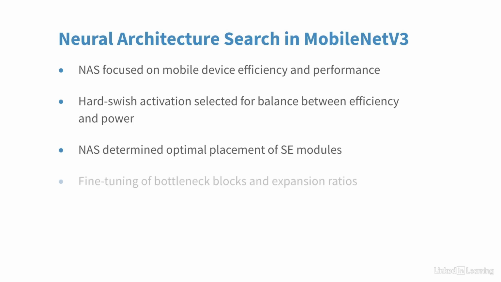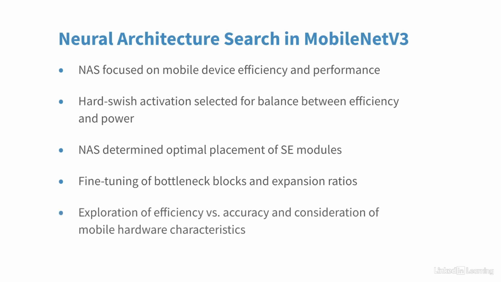NAS also played a role in fine-tuning the specific configuration of layers within the MobileNet v3 architecture, such as the arrangement of bottleneck blocks and their expansion ratios. By using NAS, MobileNet v3 was able to explore different trade-offs between model efficiency, and by model efficiency, I mean computational cost and model size in terms of parameter count, and accuracy.